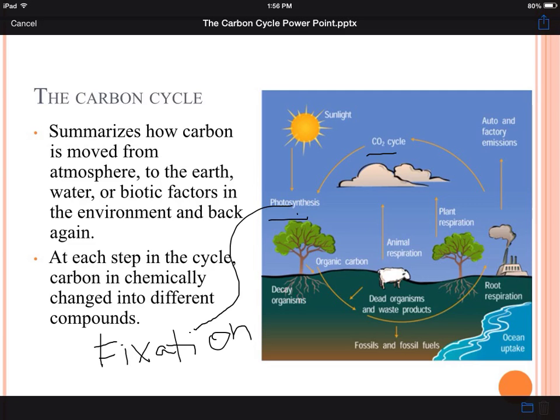Okay, carbon fixation. What that means is you take carbon in a non-usable form, carbon dioxide, and you convert it to sugars which are usable to living things. So fixing a compound like carbon dioxide means that you're taking it from a non-usable form and converting it into a usable form.